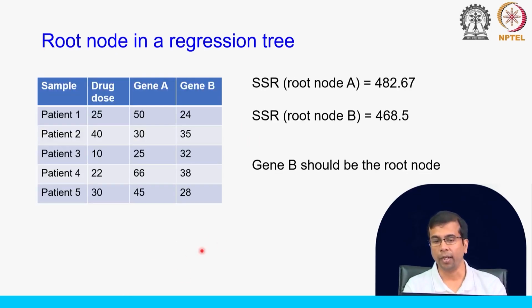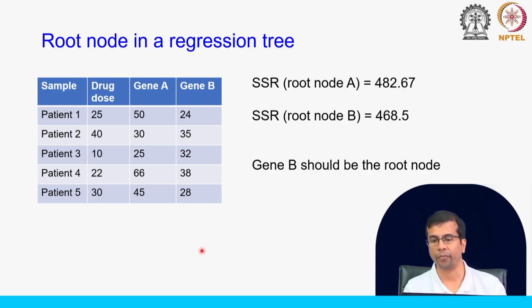If we take this together, the SSR if the root node is A is about 482, and the SSR if the root node is B is 468.5. Because we have a lower SSR, if we choose root node B and B greater than 30 as our decision criteria, gene B should be the root node.